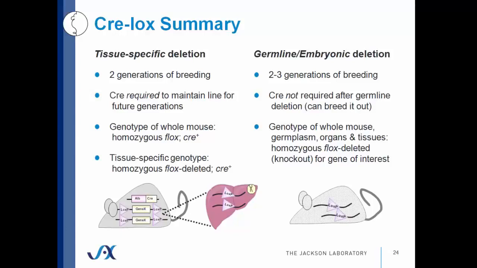And so in the tissue-specific, the genotype of your whole mouse is going to be homozygous flox Cre positive. But in the tissues where the Cre is expressed, you'll be homozygous flox deleted Cre positive. The genotype of the whole mouse for the embryonic or the germline deletion is that all of the cells and organs and tissues are homozygous for the flox deleted, or Cre recombined, or knockout of your gene of interest.